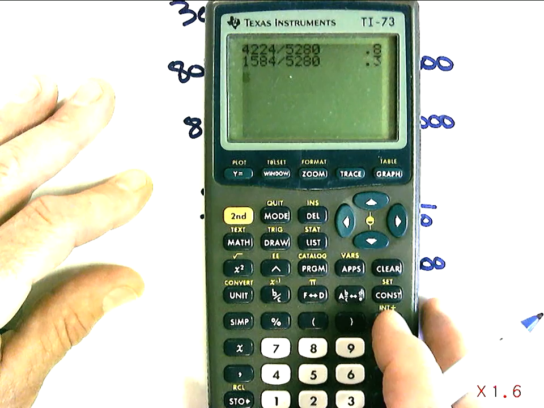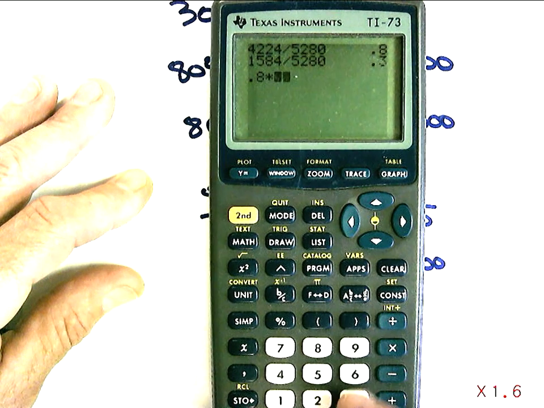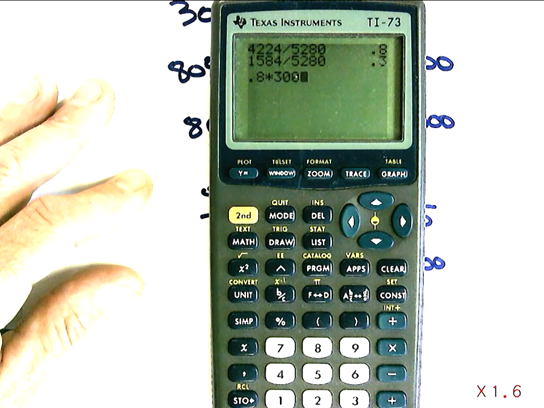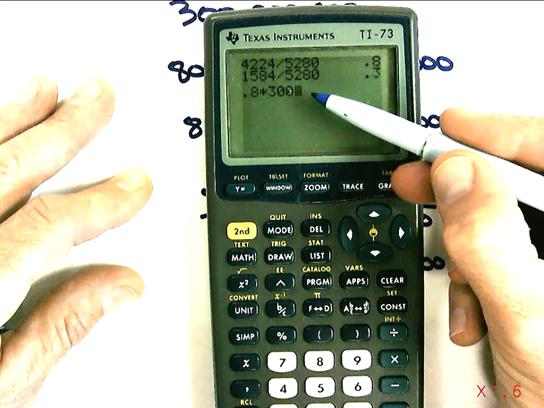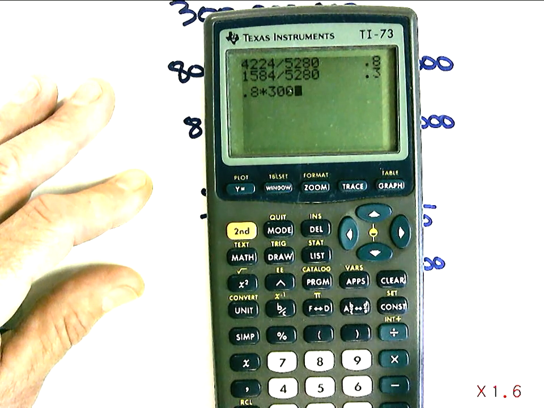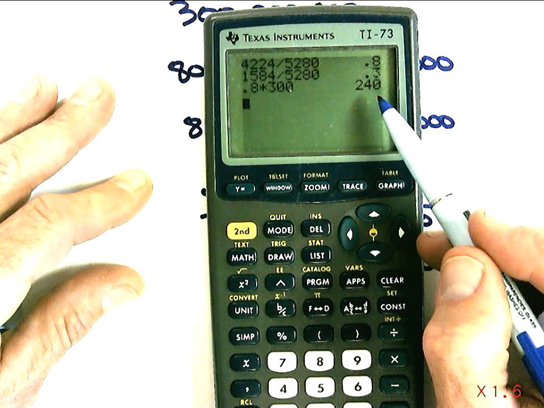So here we go. 0.8 times 300, and I'm going to just leave 300 in there because I know it's 300 million. I know I'm kind of skipping some steps, but these are really shortcuts that you can use if you can remember that 300 represents 300 million. And then when you hit your answer button, remember that that answer is not 240 but 240 million.